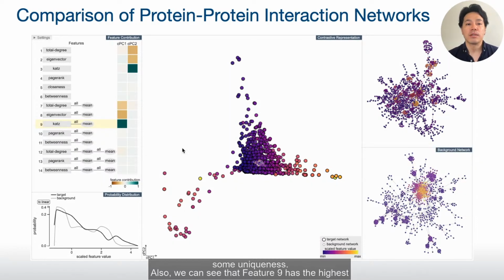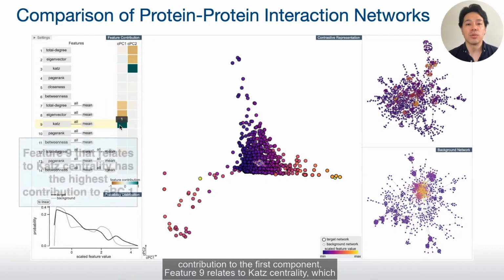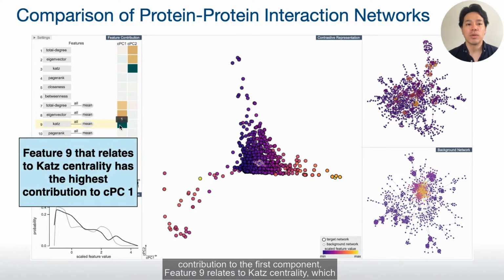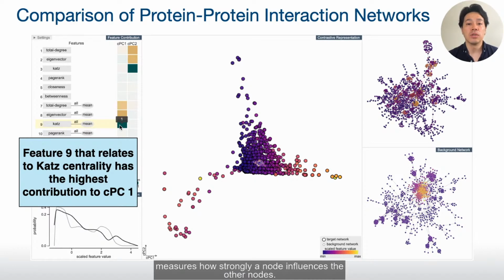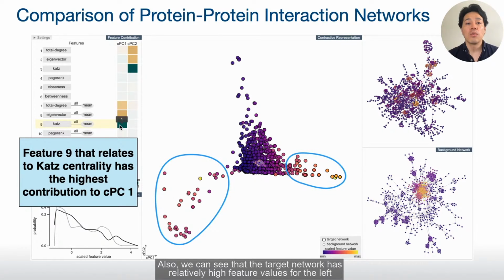Also, we can see that feature 9 has the highest contribution to the first component. Feature 9 relates to the cut centrality, which measures how strongly a node influences the other nodes. Also, we can see that the target network has relatively high feature values for the left and right direction of the first component.